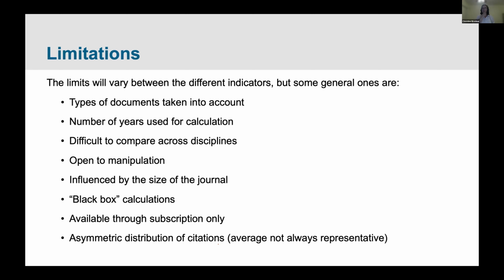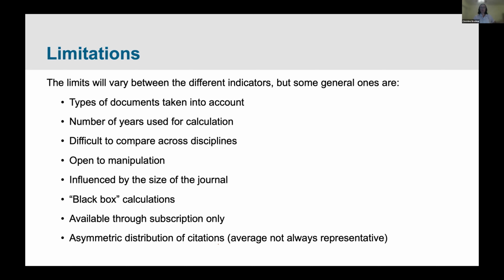There was a study at the BRIC conference a while ago in math showing that math articles are kept cited for a really long time, like 40 years. So the number of years might not always be appropriate. It could be difficult. Discipline, open to manipulation. We've talked about it as well, the cartels and the gaming and so on.